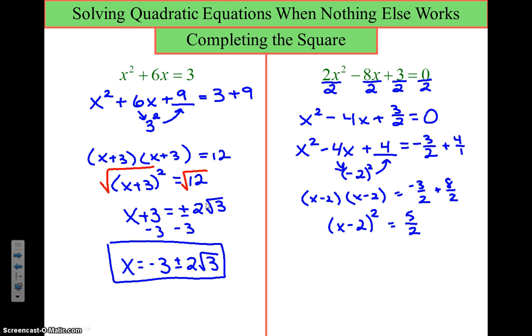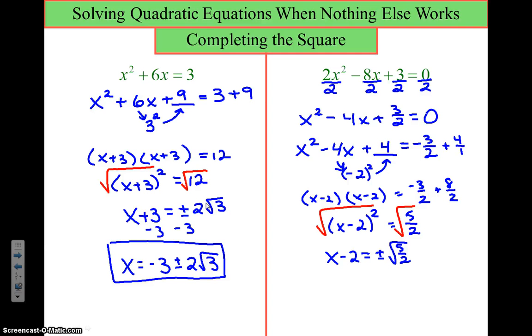At this point, I'm ready to take the square root of both sides. And so what I have is x minus 2 equals plus or minus, and I can't really simplify the square root of 5/2, so I'm going to just leave it in that form, plus or minus the square root of 5 over 2. You could go ahead and rationalize the denominator. We won't worry about that for right now.